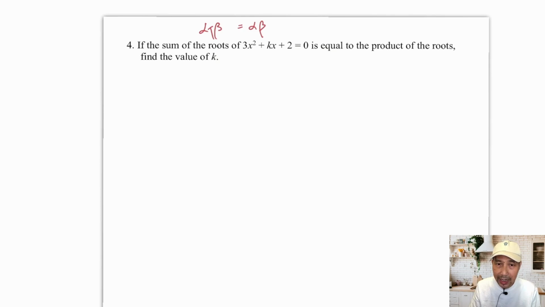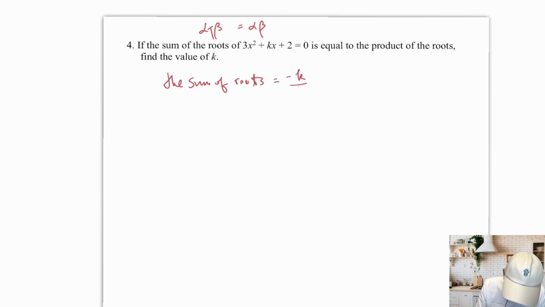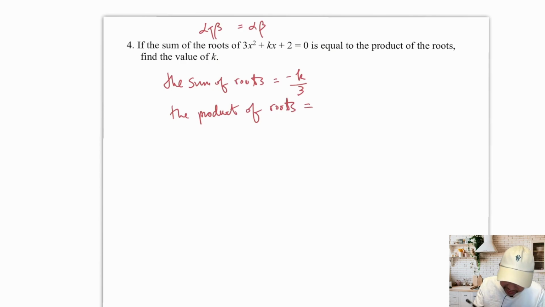Perhaps we can write down the sum of roots and product of roots first, and then we replace them to form an equation. Okay, the sum of roots is negative b over a, which is k over 3, and the product of roots is c over a, so 2 over 3. So k over 3 equals 2 over 3. So we have the answer k is 2.